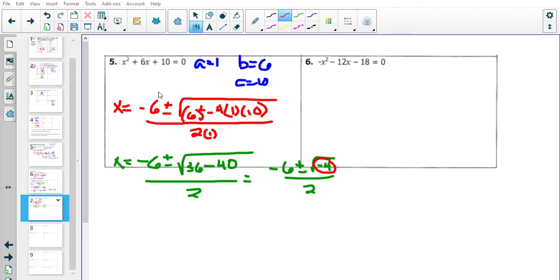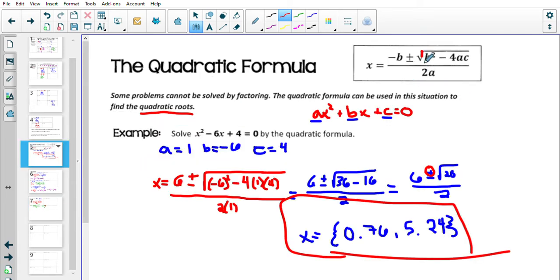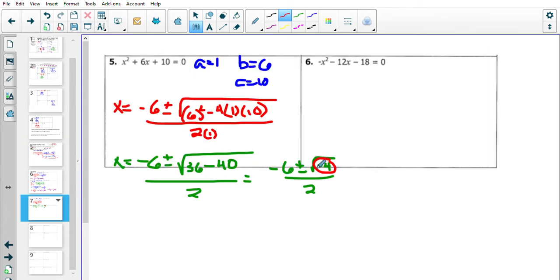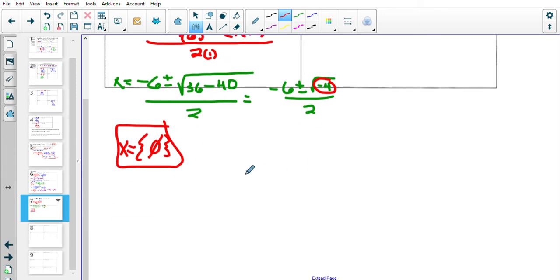We can't do it. And if you think back to what we did with the discriminant, this is the discriminant. If I go back to the equation here, b squared minus 4ac, that's the discriminant. That tells us how many solutions we have. And when that discriminant is negative, we have no solution. So all we can do here is say x is equal to no solution. Okay? So that's all we've got. All right?